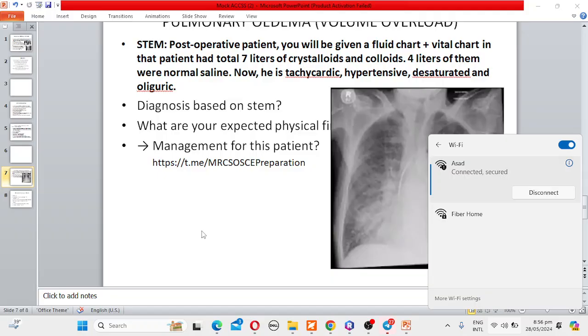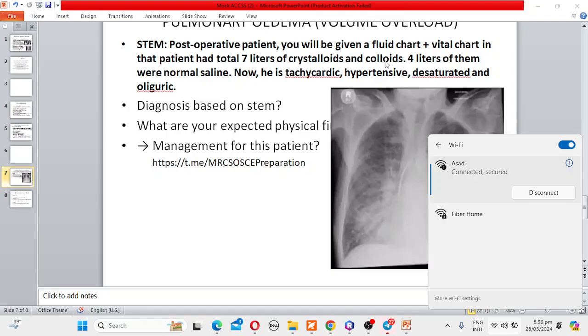What are the fluids given to this patient? You will just look at the chart, and you can see here the fluids given to this patient. Can you see this? Crystalloids and colloids. Yes, sir. So, what is the amount of sodium in 0.9% saline? 150 milliequivalent per liter.